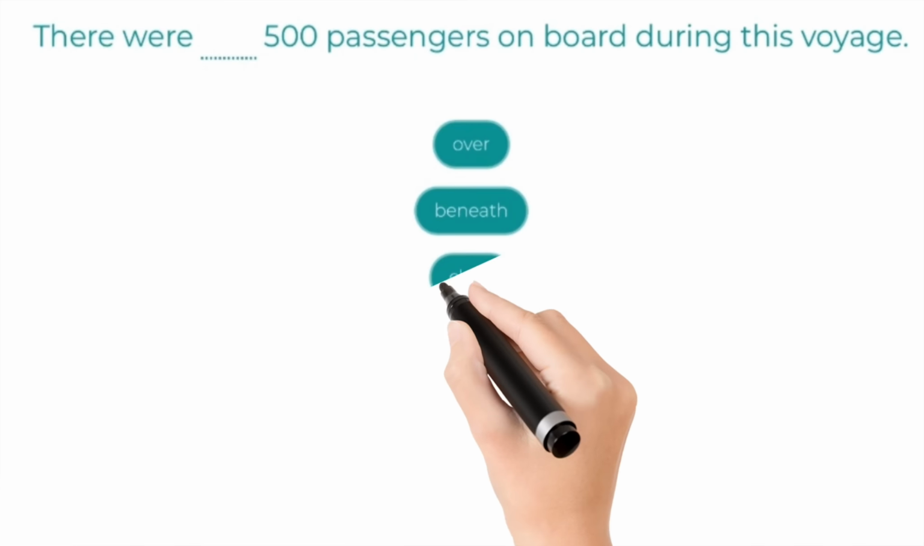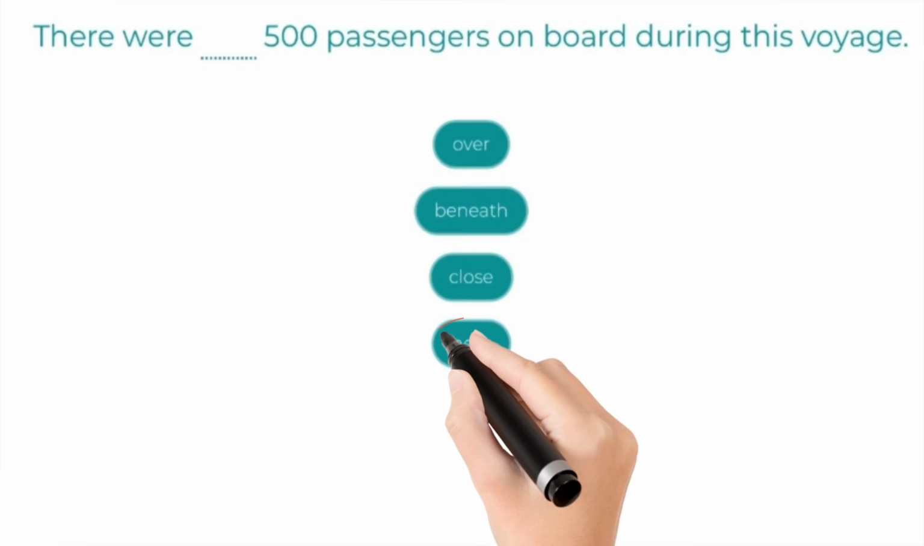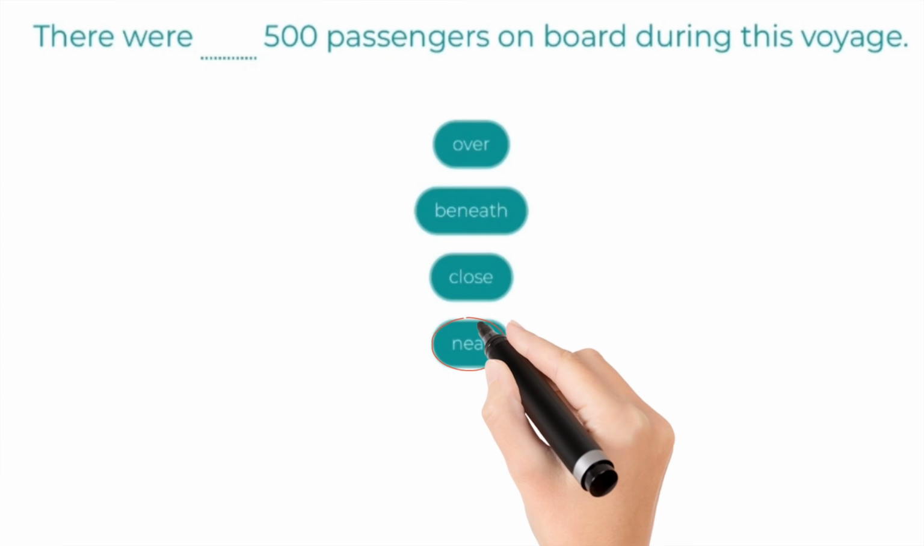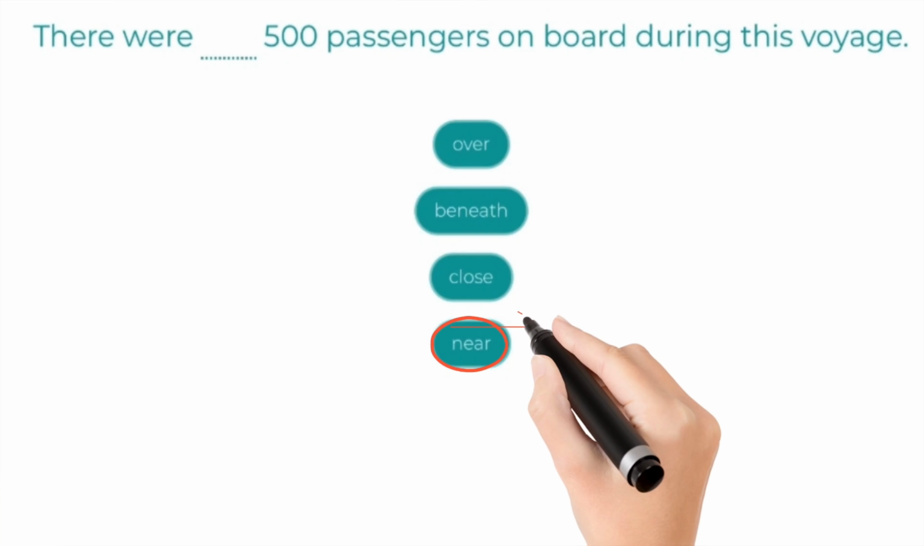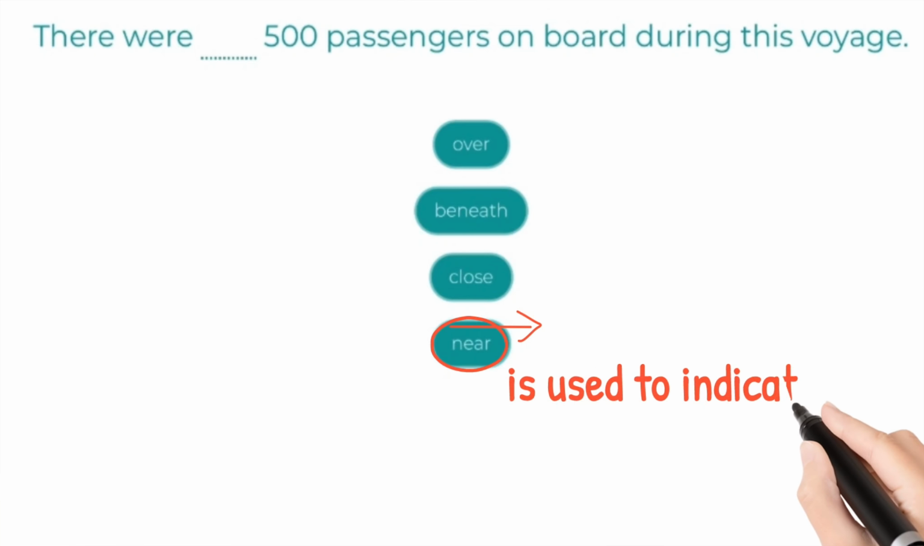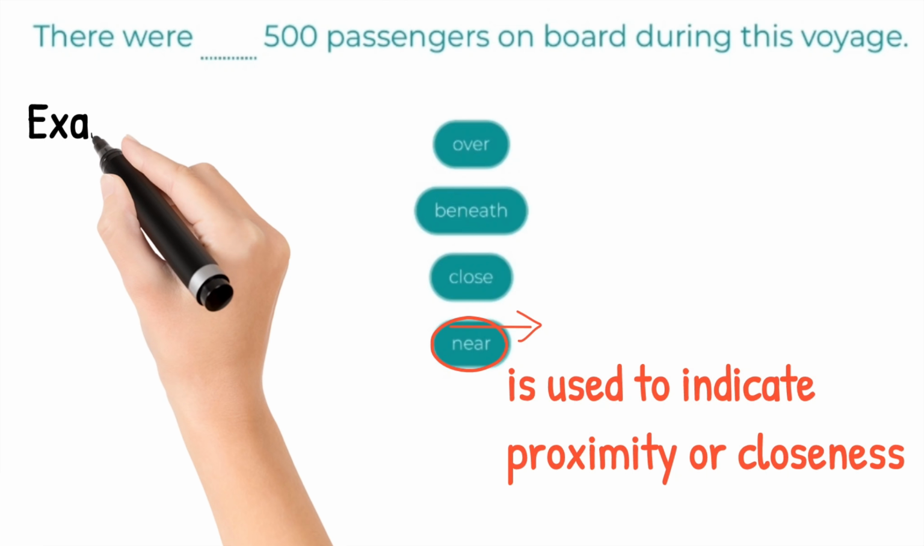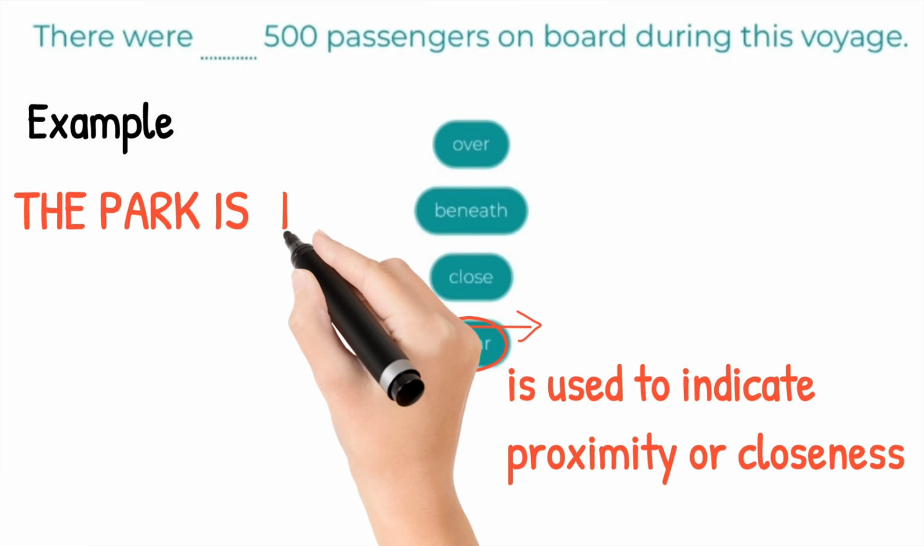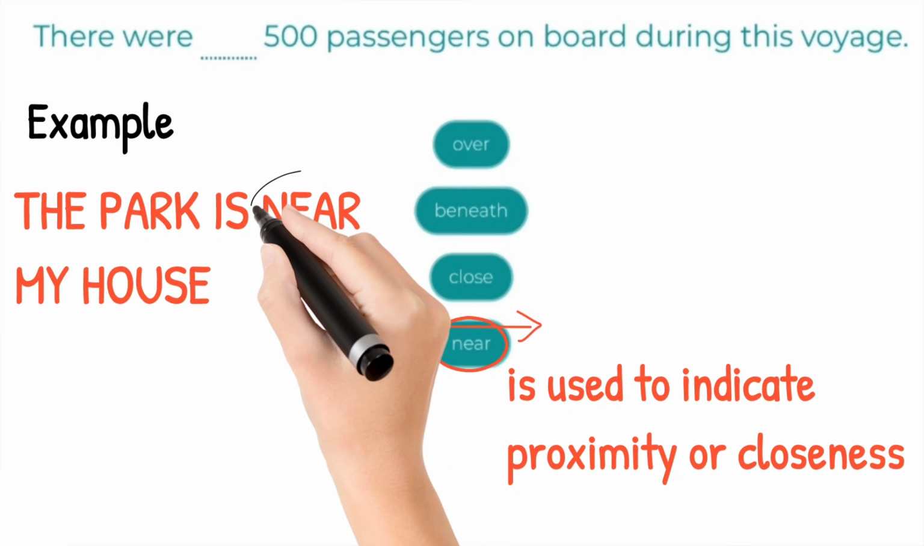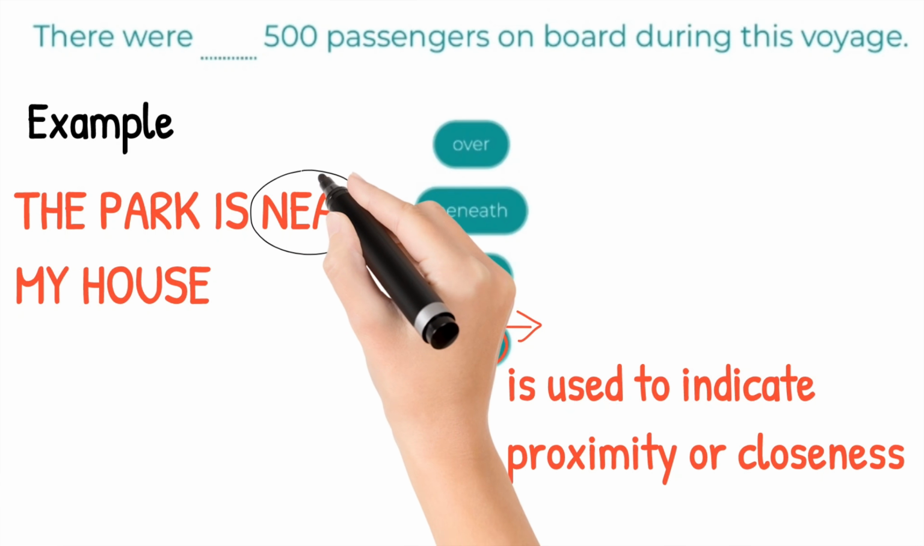So the last is near. The word near is used to indicate proximity or closeness. For example, the park is near my house. While this word can be used to refer to a quantity, it doesn't fit the context of the sentence, as it does not convey the idea of a number.